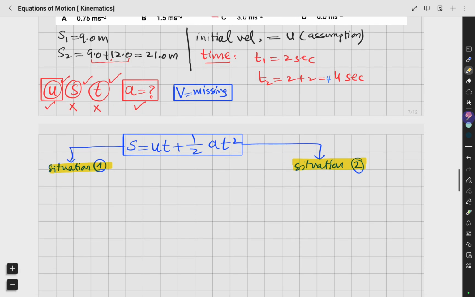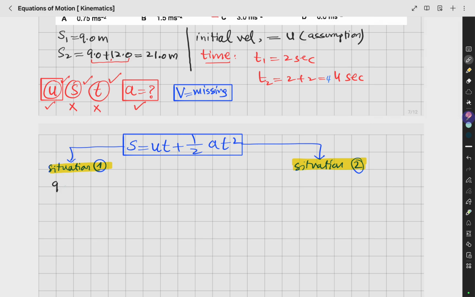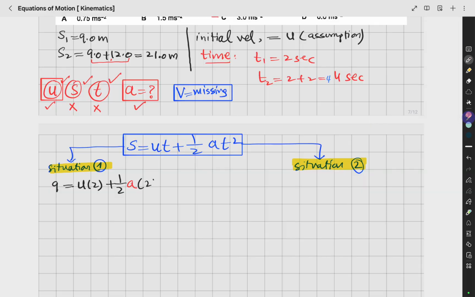Okay, so let's jump in to apply these equations. In situation 1, s is how much? 9. u is how much? u. t is how much? 2. Acceleration we have to find, so make it prominent. And then t is 2 and it's squared, of course. So you simplify it, it is 2u plus 2a. So that's how you get this equation.